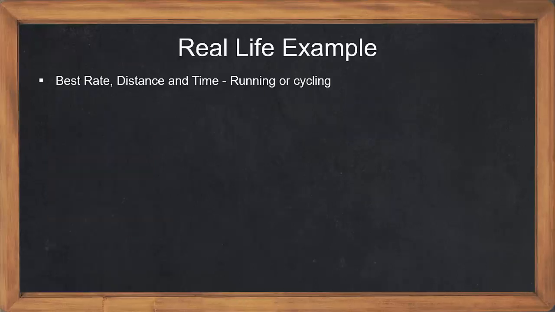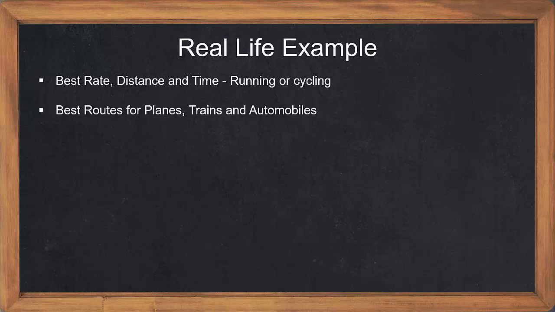It is used to find the best rate, distance, and time for running and cycling applications based on so many parameters you can include and calculate. It is also used to find the best route for planes, trains, and automobiles, and we can compare each based on additional unknown variables and come to a conclusion.